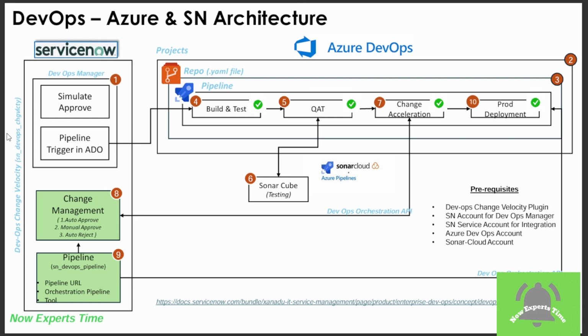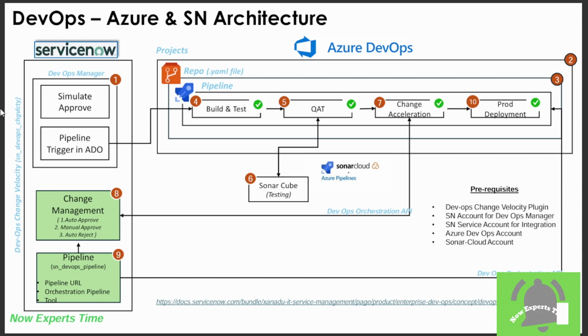If you see this left side portion, it represents ServiceNow. The right side portion represents Azure DevOps and Sonar Cloud. In the left side portion, the ServiceNow side, what are all the things actually required in the landscape? These are all the prerequisites. First, you need to enable this DevOps change velocity plugin, and we need a ServiceNow account for DevOps manager, a ServiceNow service account for integration, an Azure DevOps account, and a Sonar Cloud account. The first three are part of your ServiceNow. The second two are part of your external system. Here the CI/CD tool is Azure DevOps, so we need to connect with the Azure team and get these details. And the testing tool is Sonar Cloud, so you should connect with the Sonar Cloud team and get the details for the service accounts.